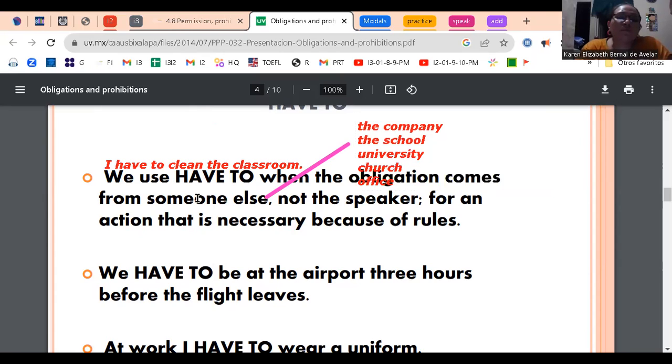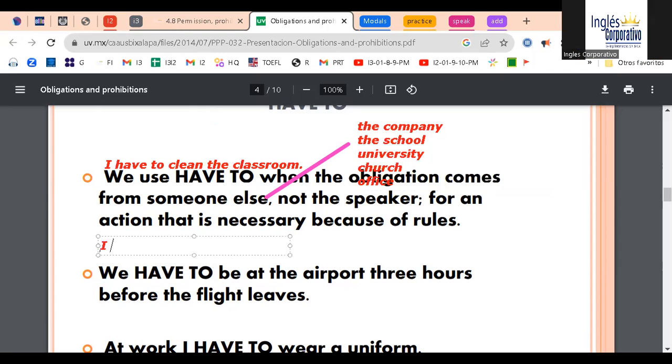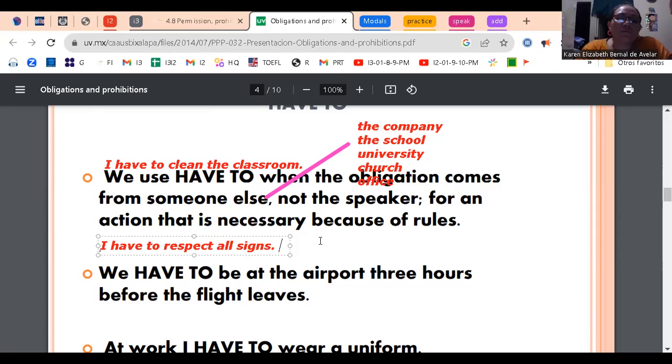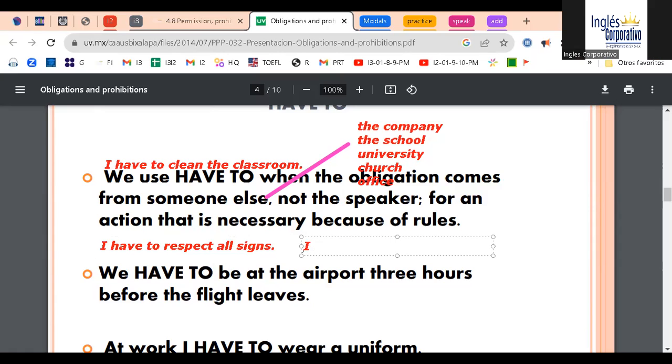Okay. In the street. Oh, okay. When I drive. So what do you have to do when you drive? I have to respect all signs, right? Or rules. Yeah, traffic rules, the law, the signs. I'll say signs. Let's see the symbols. So what else do you have to do, guys, at work?